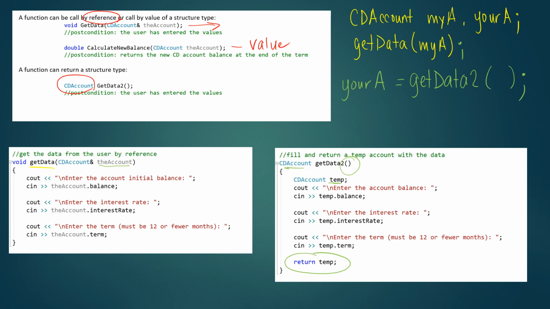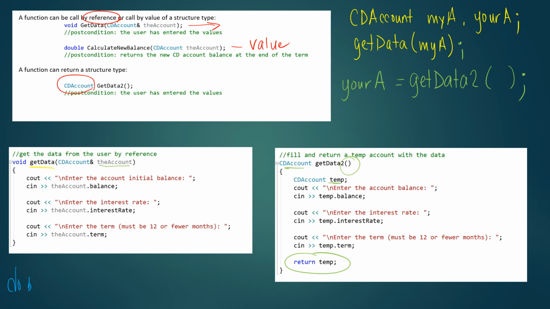The difference is that usually pass by reference is much more efficient. This function right here, that is a pass by value function. In order to use this function, your CD account must have a value in it. But here's a function call example to that.